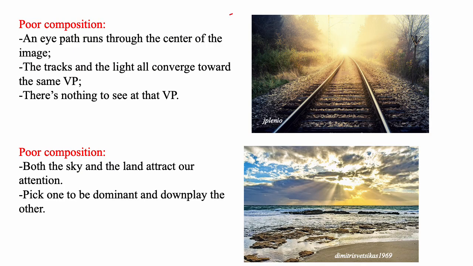This first composition is poor. We don't want the eye path to run through the middle of the painting because the viewer just zips through the image without any interesting side trips. Both the tracks and the light converge toward the same vanishing point, which is overkill. And then there's nothing to see when you get to the vanishing point, like an oncoming train. So the viewer rushes to the vanishing point only to be disappointed to see a yellow sun.